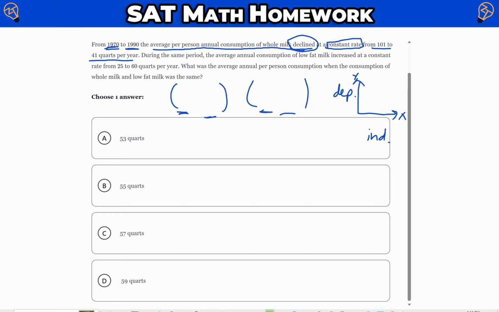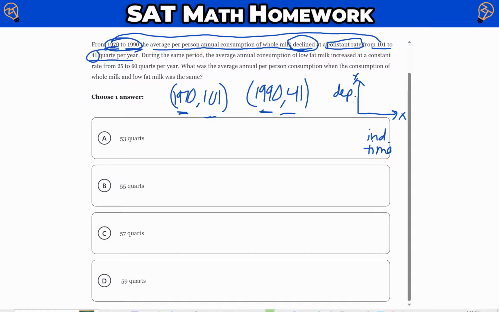Time is always independent of everything else. I always say this, it doesn't matter how fast you run, how high you jump, how much you study, time is not going to change. It's going to keep going at the same rate. So the year or day or month or any of those time concepts are going to be the x coordinates. And then we want to do this in the same respective order. So 1970 was the first year, so that corresponds with the 101 quarts, and then 1990 goes with the 41 quarts. All right, so that's one scenario.